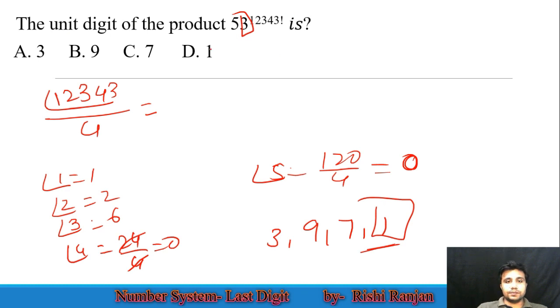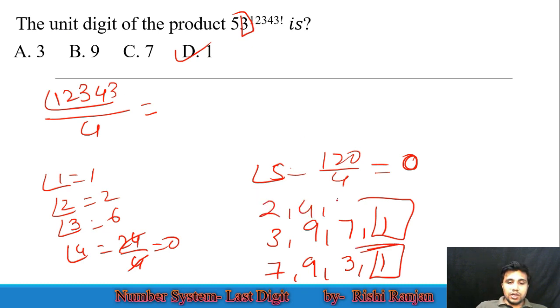That's the answer. Same is for 7 also. If the factorial is such a big power, you can directly go for the last one. 7, 9, 3, 1. 1 will be the answer. If the last digit was 2, then 2, 4, 8, 6. Directly you can go for 6. 6 will be the answer, last digit.